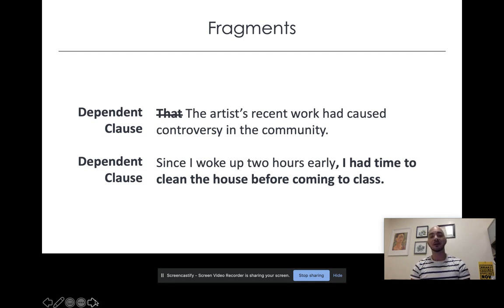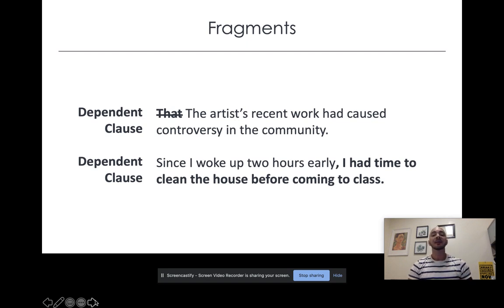Again, with the first example, you can just cut the subordinating conjunction right off. And now we have a complete sentence because it's no longer a dependent clause. It's now an independent clause that can stand on its own. The artist's recent work had caused controversy in the community. Artist's work is your subject, or work is your subject. Had caused is your verb. Had caused controversy in the community is your predicate phrase or your verb phrase.